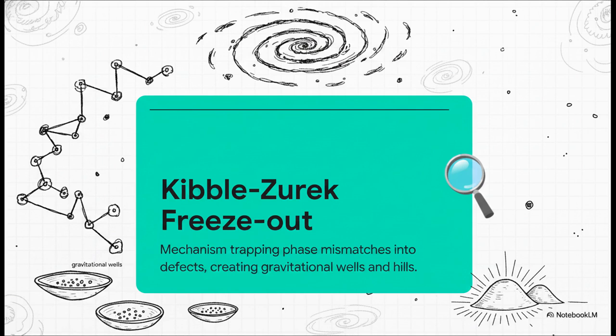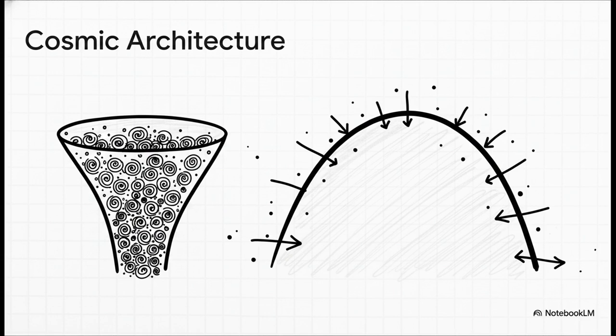Some defects became amplitude depressed. Those are our gravitational wells. Others became amplitude enhanced, and those are our gravitational hills. So what does this leave us with today? It literally gives us the cosmic architecture we observe right now. The amplitude-depressed Kibble-Zurek wells trap baryons, ordinary matter, and they eventually seed the galaxies, clusters, and filaments where we live. But the amplitude-enhanced Kibble-Zurek hills do the exact opposite.